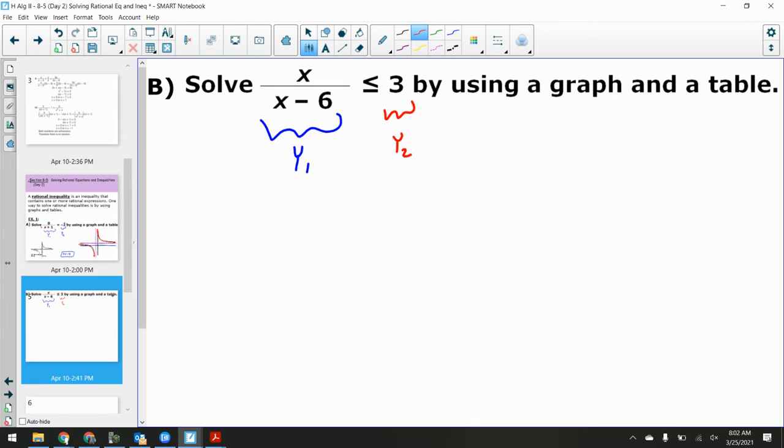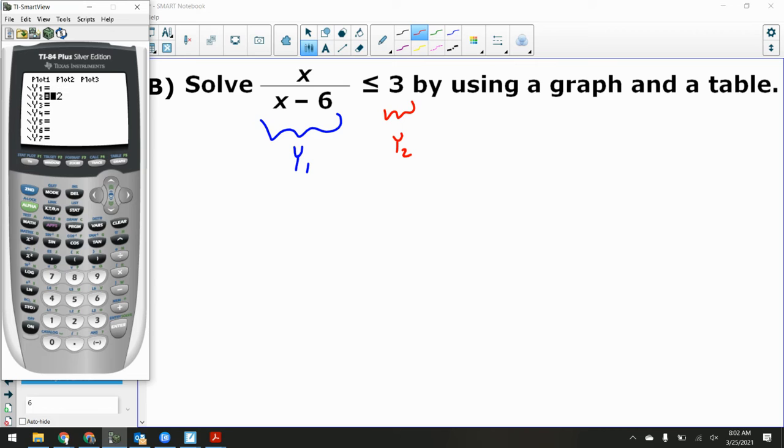Is there a horizontal asymptote? Yes. Is this top heavy or bottom heavy? It's neither, right? They're the same numerator to denominator. So the rule is we take the leading coefficients and we divide them. So 1 over 1, I know my horizontal asymptote is going to be at y equals 1. So I know I'm going to have a horizontal asymptote at y equals 1, a vertical asymptote at x equals 6, and beyond that, I really don't know what else it's going to look like. So let's go ahead in my graph now and do this. I've got x divided by quantity x minus 6, and the other y2 is just 3. I'm going to graph.